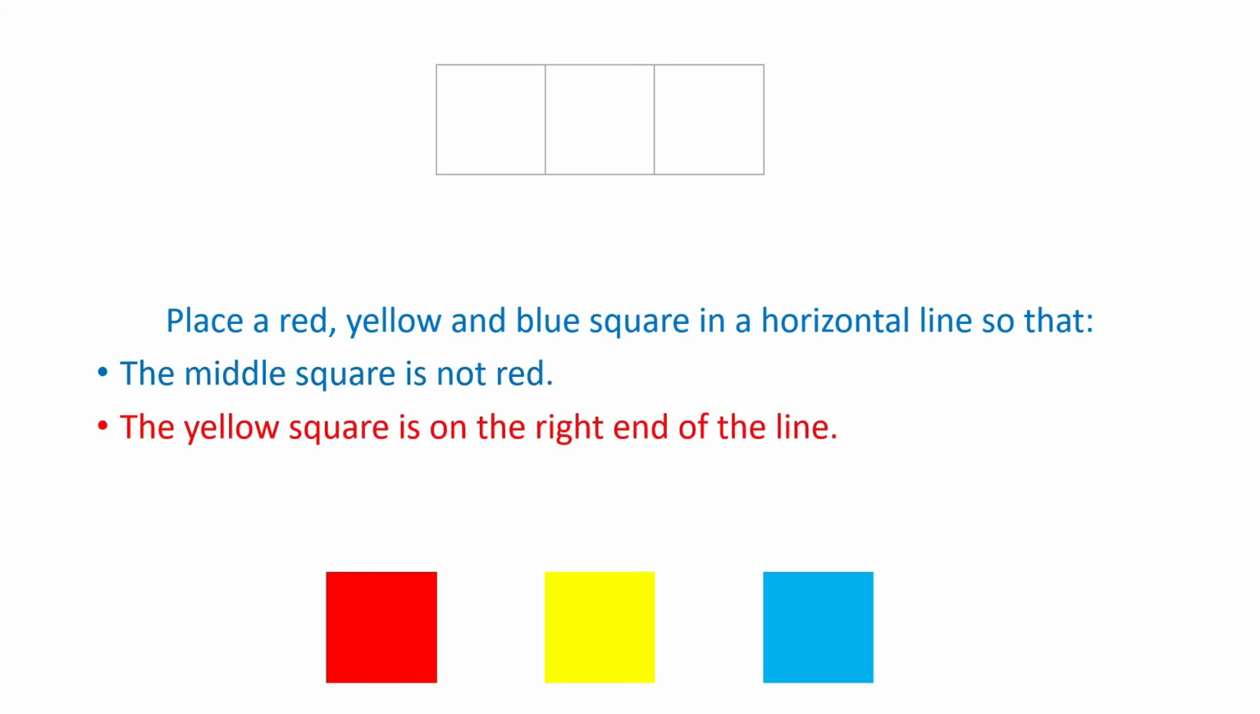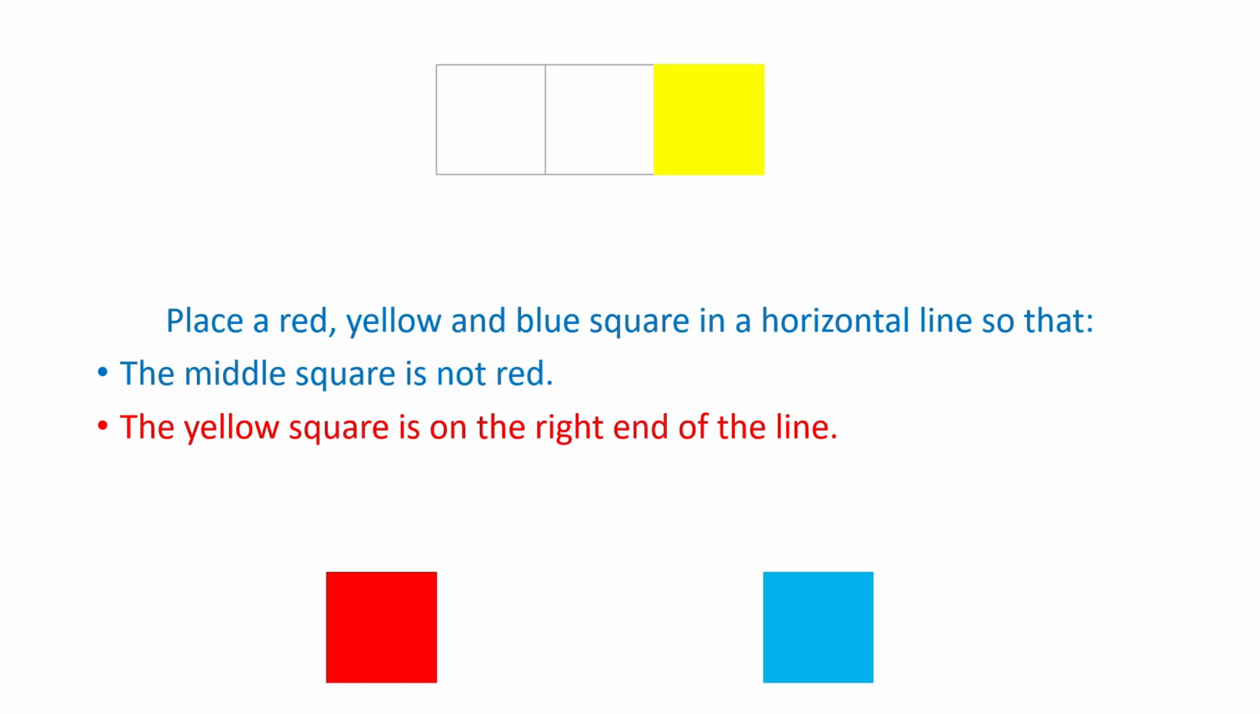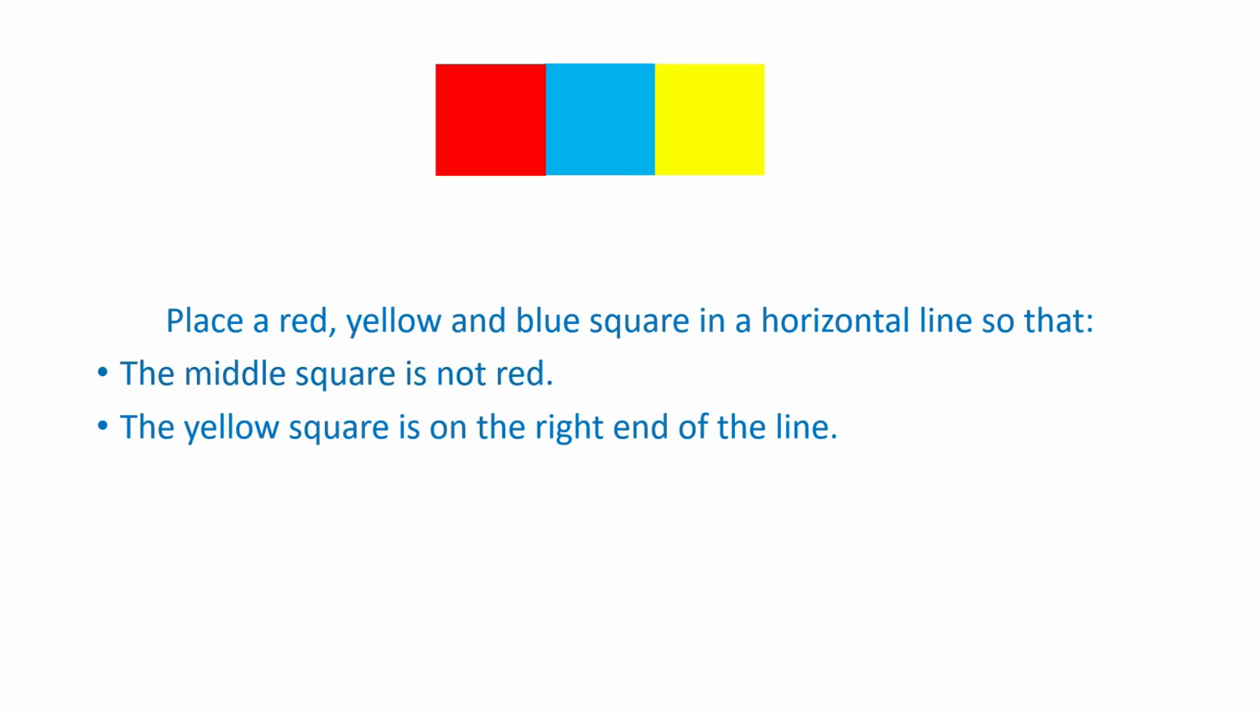The other hint is that the yellow square is on the right end of the line. Now we can do something with that hint. If you think about which end is the right end, and then put the yellow on that end of the line. Now we can go back to our first hint. The middle square is not red. Well, we've only got 2 colours we haven't used now, red and blue. So if the middle square is not red, then the middle square must be blue. Remember that the middle square is the one that has 1 space on each side of it, so we're going to put the blue there. Now of course the red goes in the other space.